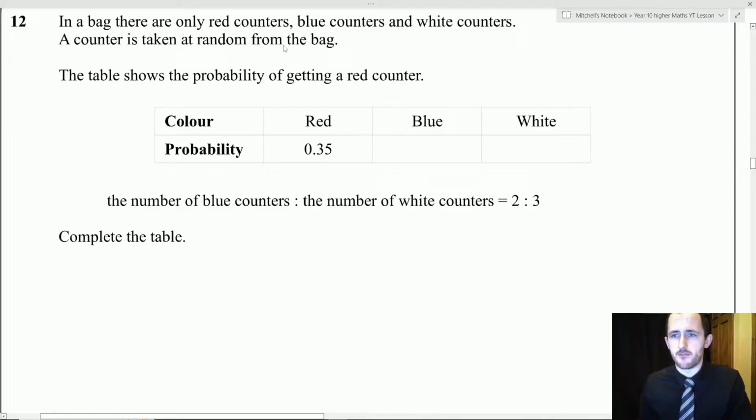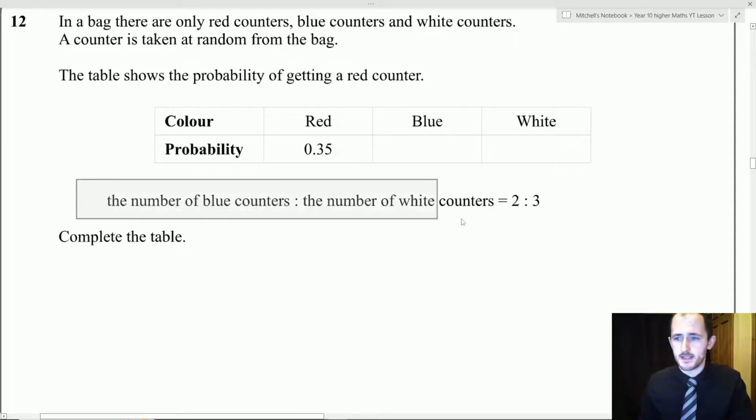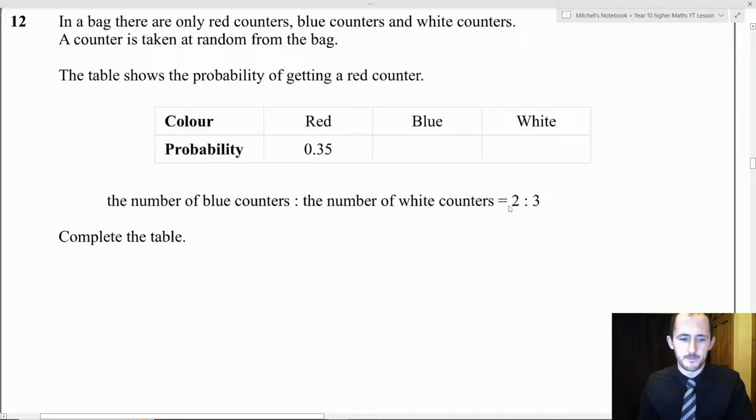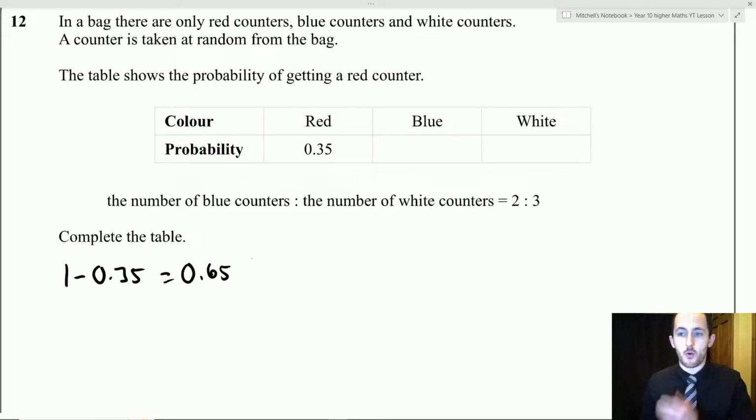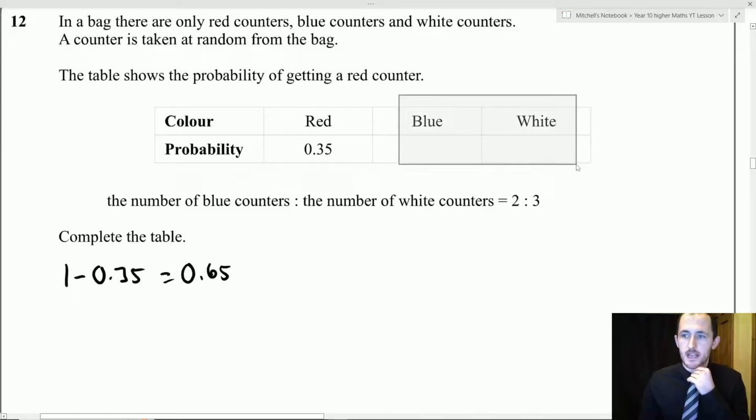So in a bag there are red, blue, and white counters. Counters taken at random. Here's a probability. We've done this before, but it tells me here that the number of blue counters to the number of white counters is 2 to 3, okay? So we have to fill in the table. So blue and white is going to equal 1 minus 0.35, right? Which is 0.65. Because all 3 of these should add up to 1. Okay? So these 2 together add up to 0.65.